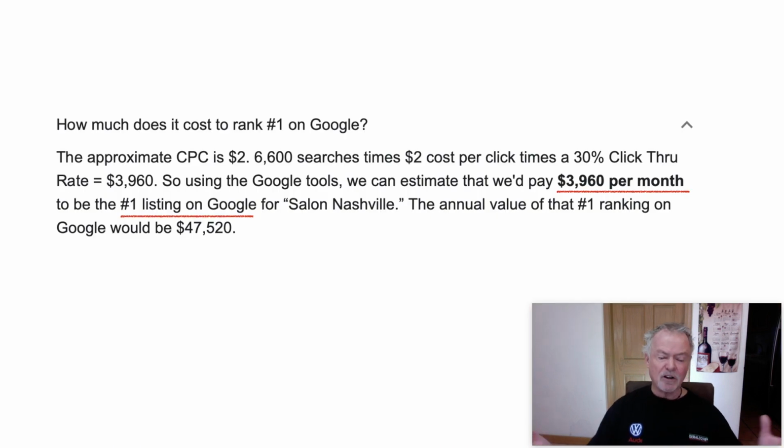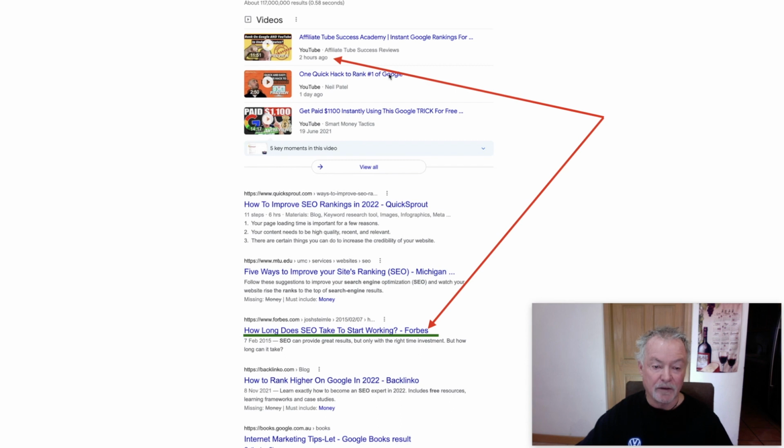The next is, how much does it cost to rank number one on Google? Well, you can see by this example, and I just pulled it up with Google. There's a number of results like this. You can do some homework yourself and see if this makes sense. Almost $4,000 a month to be the number one listing in Google for this salon in Nashville. That's a company. So the annual value of being number one for this company is over $47,000. I'm doing it literally in 2 hours, doing SEO searches.